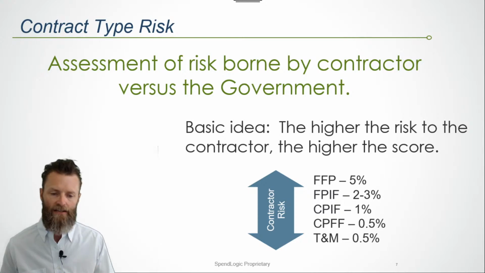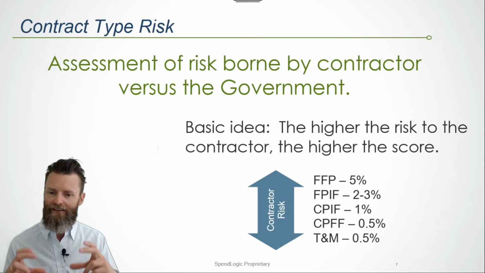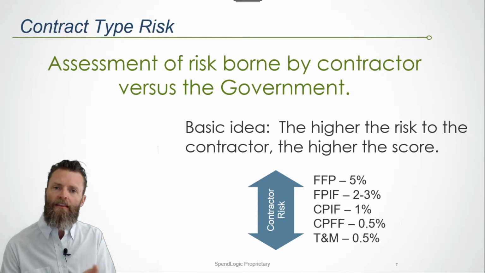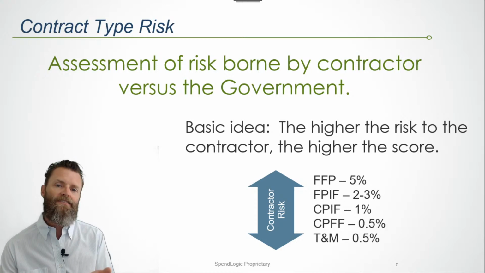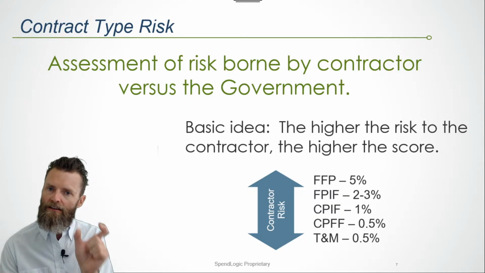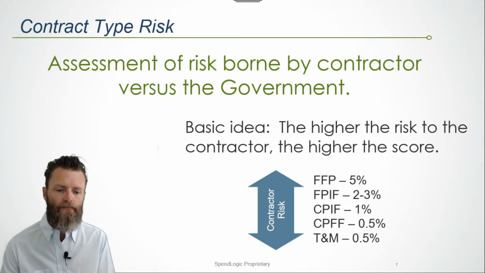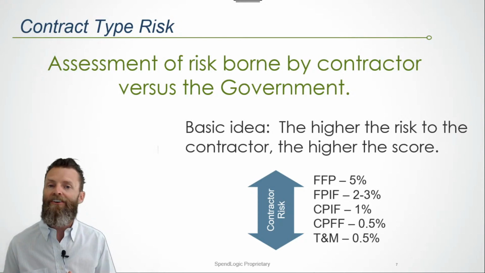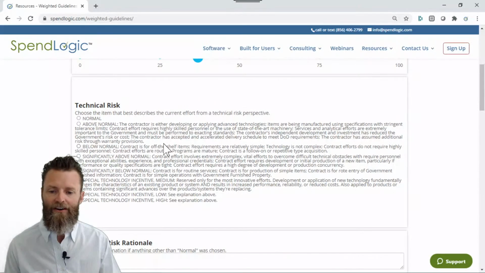Again, this is a base. This is only part of the calculation. Contract type risk is going to be added to the other parts. So when I show you here that FFP has a 5% risk factor, that doesn't mean that FFP contracts get 5%. It's just that based on FFP, you get an extra 5% in the calculation of weighted guidelines. What you see here are the normal categories. There are lots of flavors. In fact, let me show you the flavors that are mentioned in the DFARS.